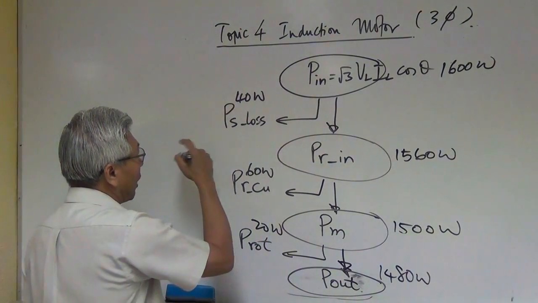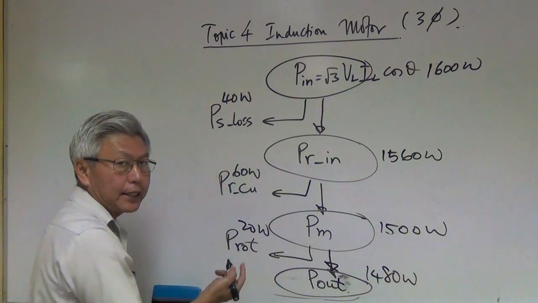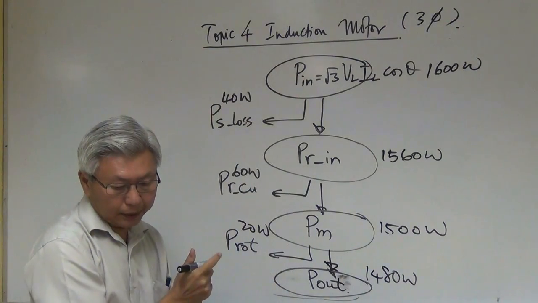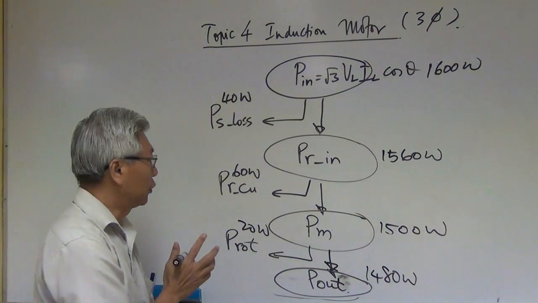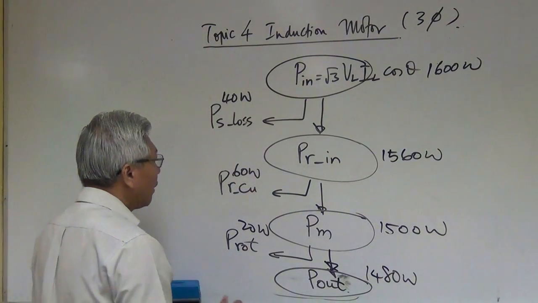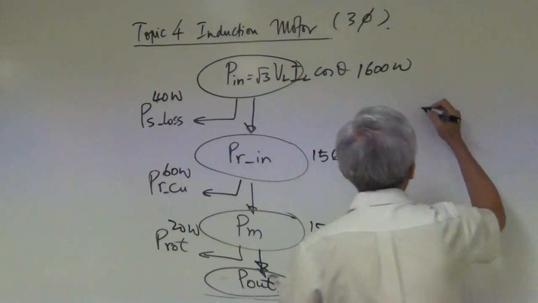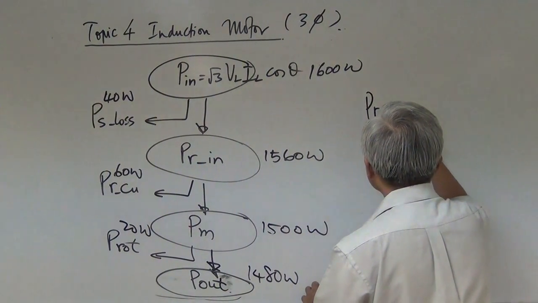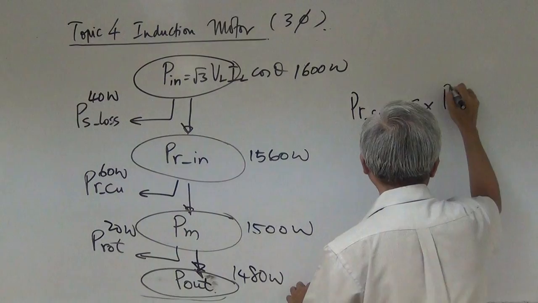Okay, so that was the power flow diagram. Right, the next thing is about three formulas about the power flow diagram. If I were to tell you that rotor copper loss is equal to S multiplied by rotor input.